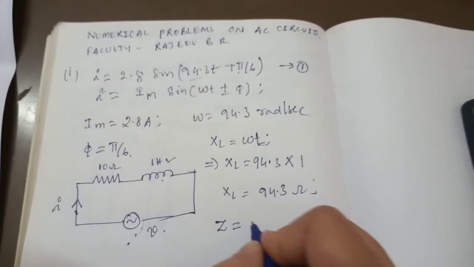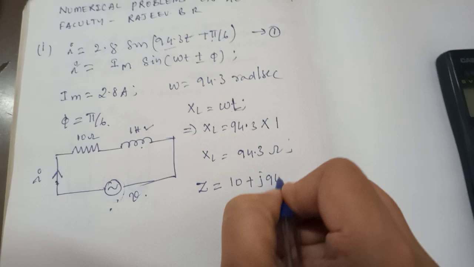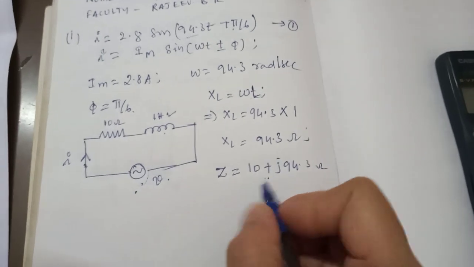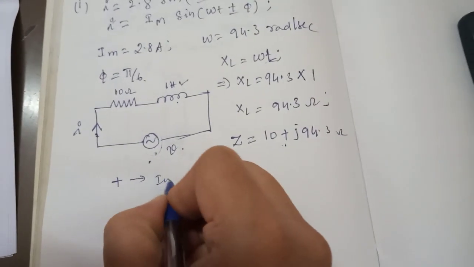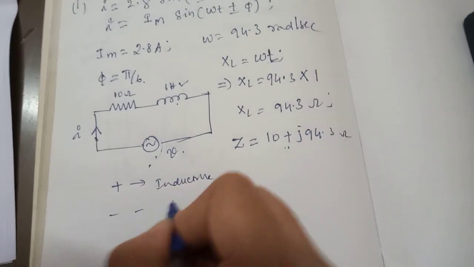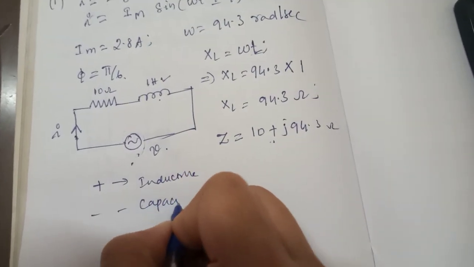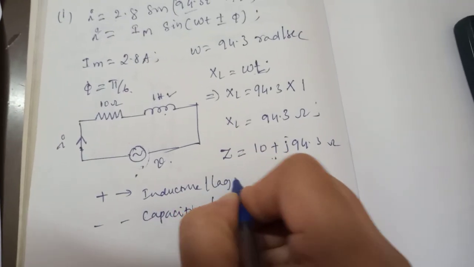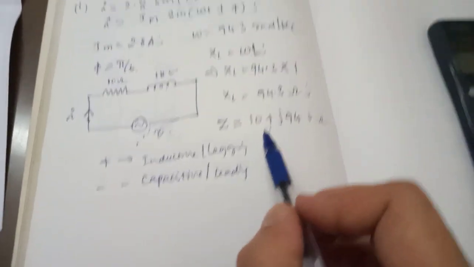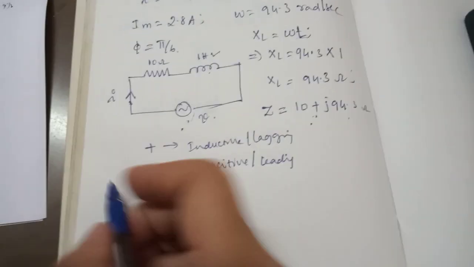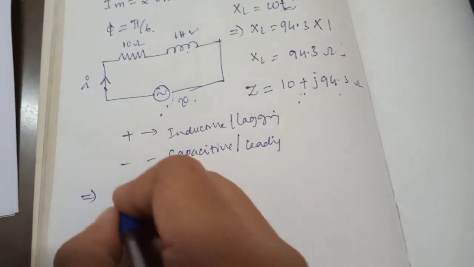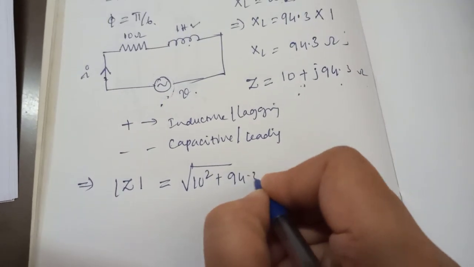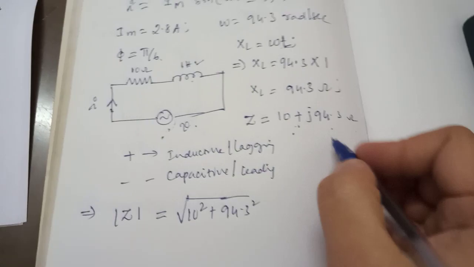Impedance Z is equal to 10 plus j94.3 ohm. Why have I taken plus j? It is a lagging circuit, or inductive circuit. In impedance, plus is for inductive, and minus is for capacitive or leading. So it is a lagging circuit, and Z is equal to 10 plus j94.3. What is the magnitude of Z? Z magnitude is equal to the square root of 10 squared plus 94.3 squared. Why is it like this? You know the impedance triangle.